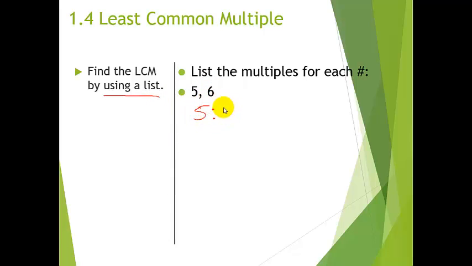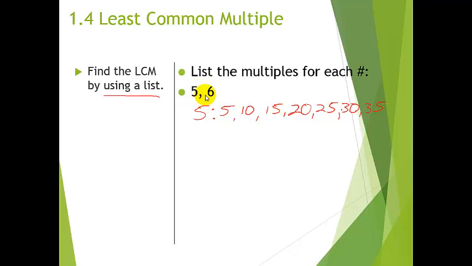Again, 5 times 1 is 5. 5 times 2 is 10. 5 times 3 is 15. And then you can go 20, 25, and so on. Actually I'll go to 30, and then 35.